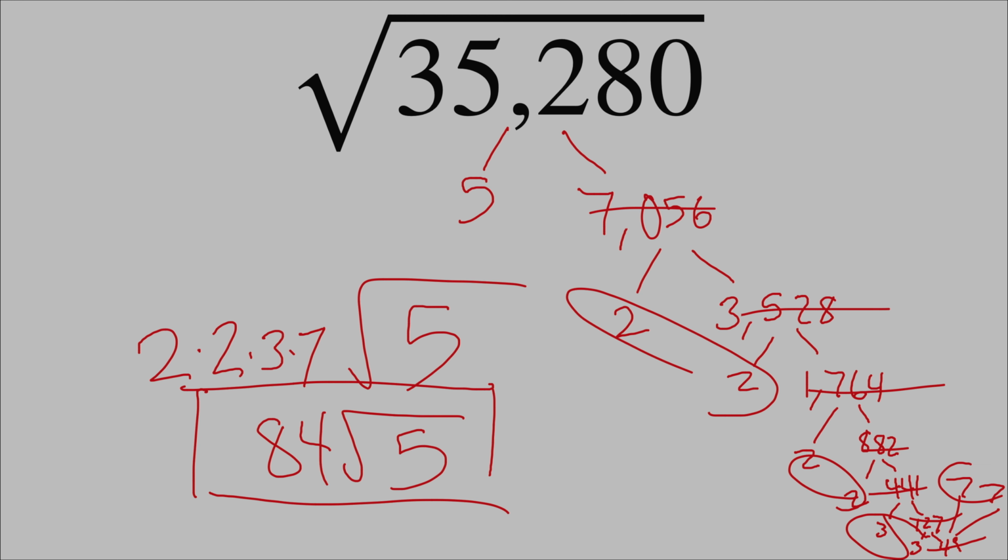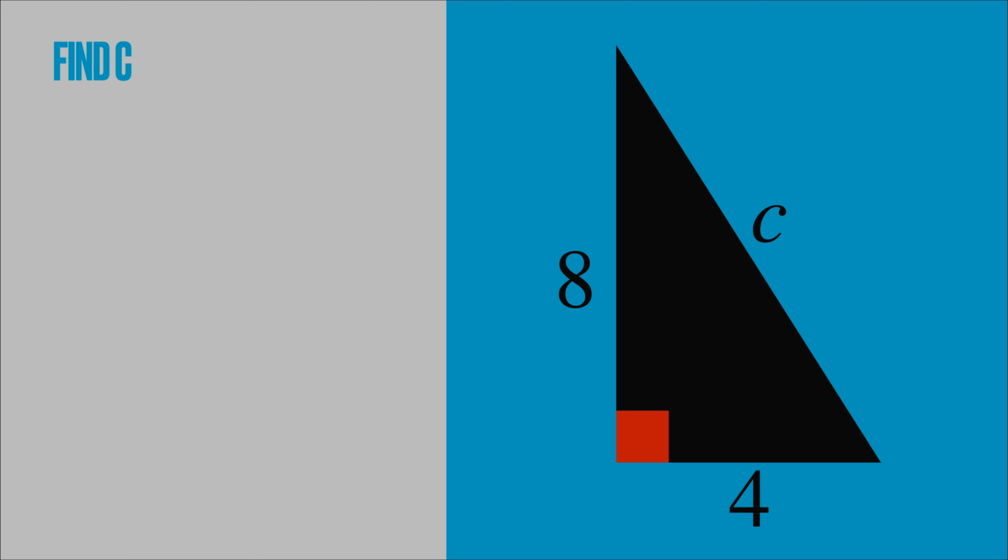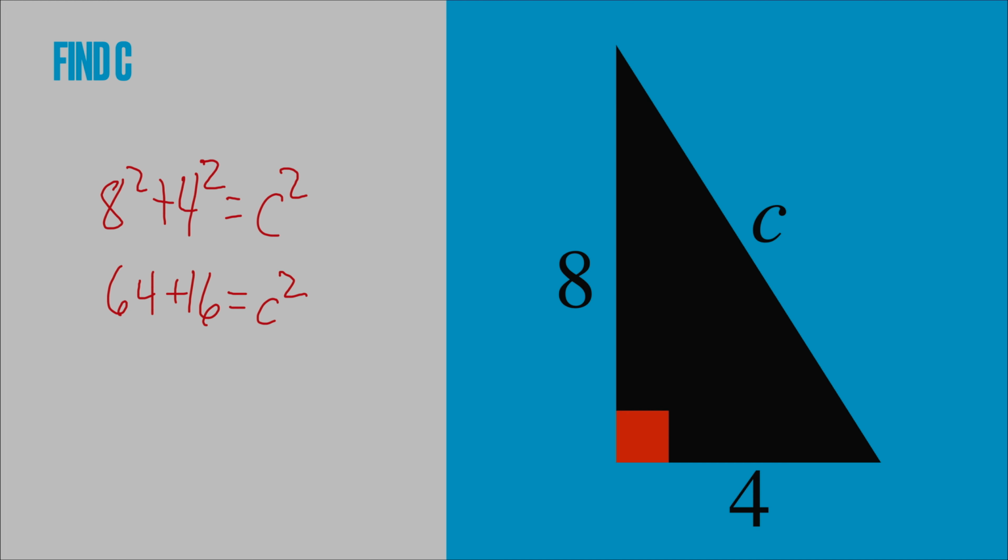Back to the Pythagorean Theorem. All right, so this says find C, so I'm just going to do 8 squared plus 4 squared equals c squared. So let's see, 8 squared is 64 plus 16 equals c squared. 64 plus 16 gets us a beloved number of 80 equals c squared.